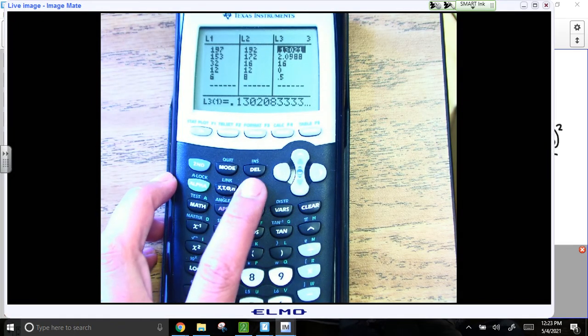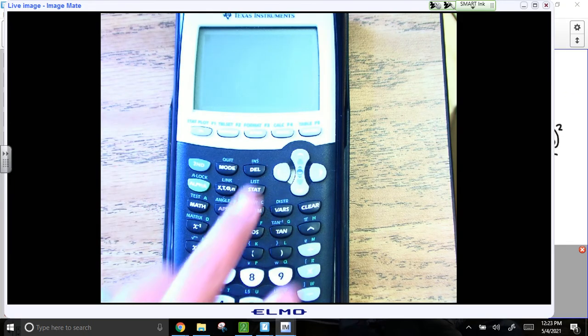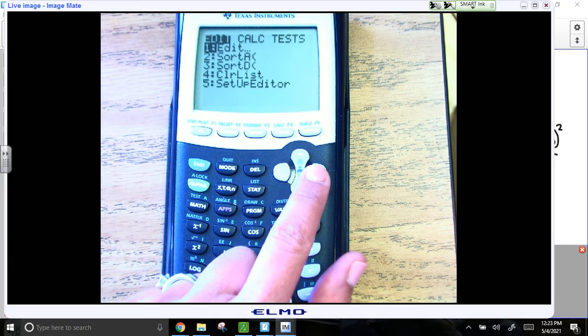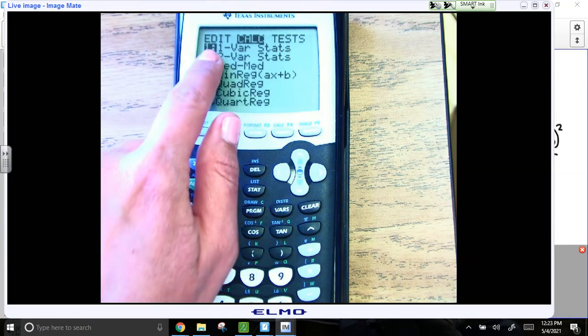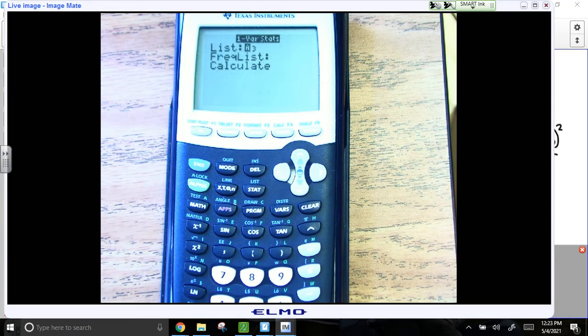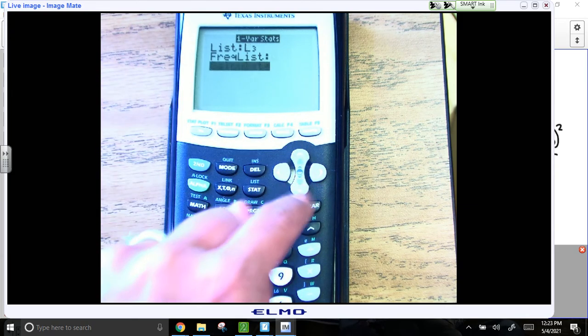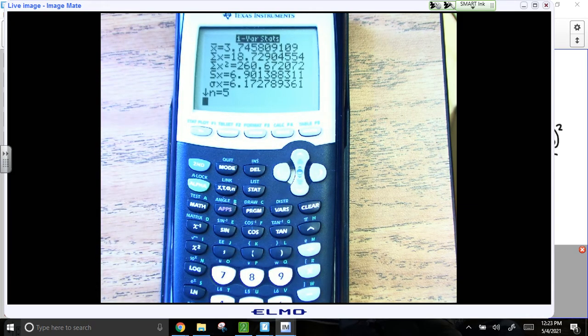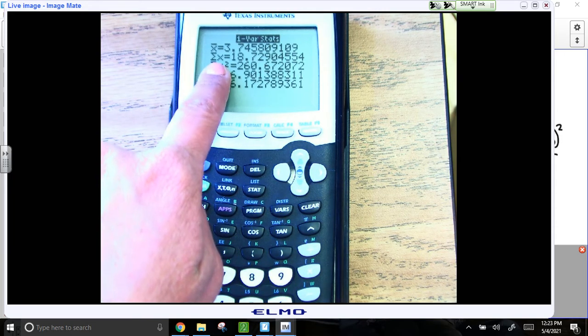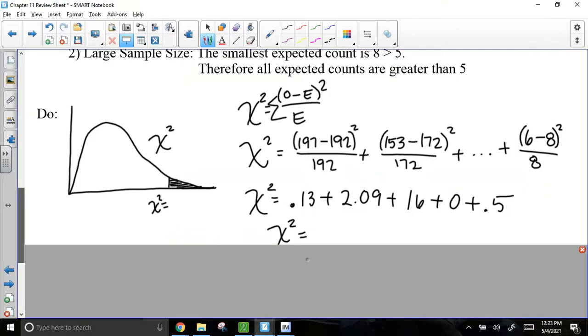I'm going to first cancel out of there. I'm going to hit stat, scroll over to calc, choose option 1, 1-variable stats, and tell it list 3. If you have one of the old calculators, just tell it list 3 directly next to 1-variable stats and hit calculate. Remember, it's the second one there. That's the sum of the x values. So it's 18.729. That is your chi-squared test statistic.